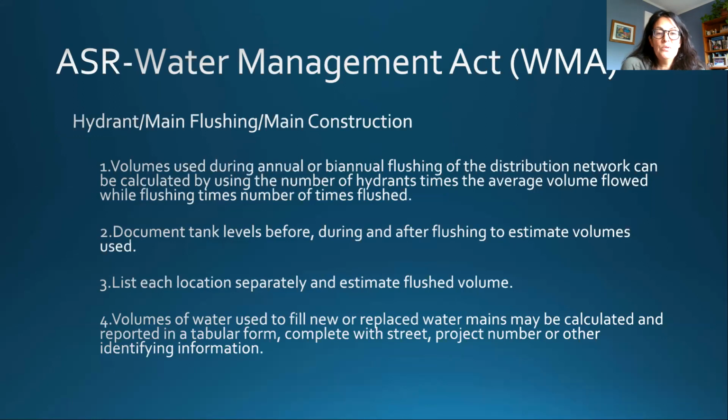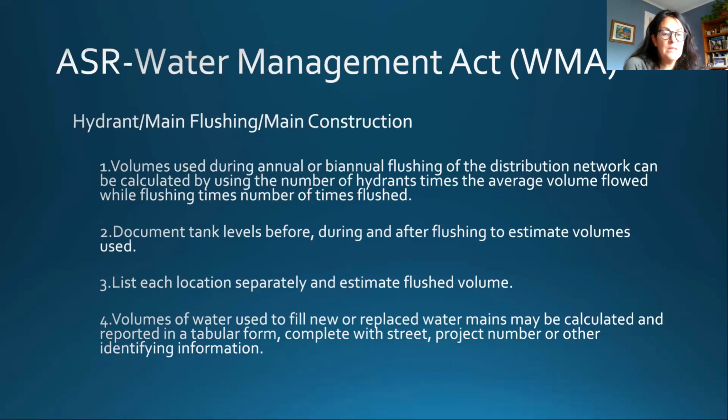Volumes used during annual or biannual flushing can be calculated using the number of hydrants times the average volume flowed while flushing times the number of times flushed. You can use tank levels before, during, and after flushing to estimate volumes, or you can list each location separately and estimate flush volumes, although I'm not sure why you would do that. That's a lot of work.